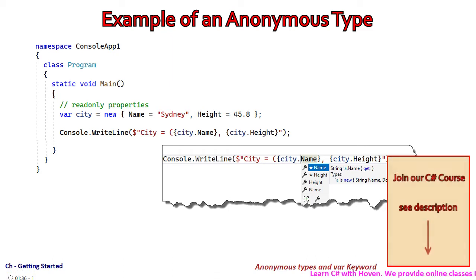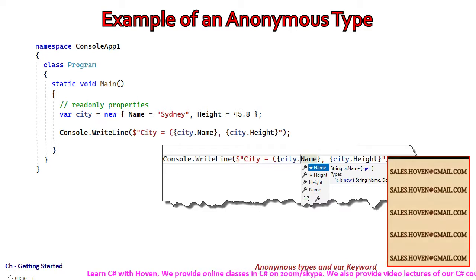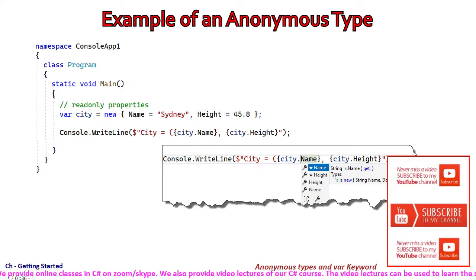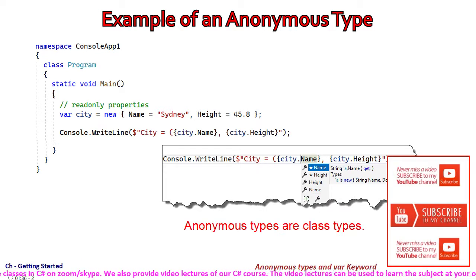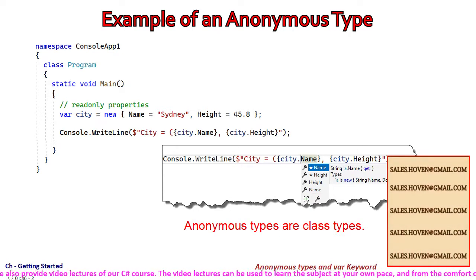Notice that the concept of anonymous types has helped us keep the code simple and readable. We didn't have to create a class for the data. The class was anonymously created by the compiler, and anonymous types are class types. The class is created by the compiler anonymously.